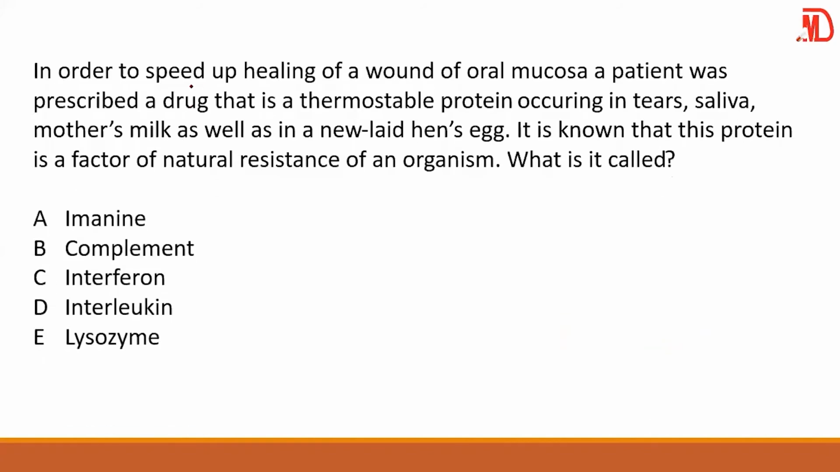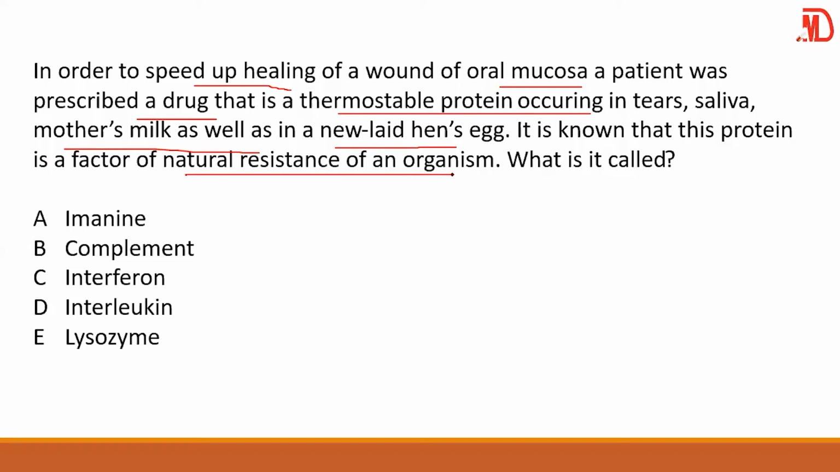In order to speed up healing of a wound of the oral mucosa, a patient was prescribed a drug that has a thermostable protein occurring in tears, saliva, and mother's milk, as well as in a newly laid hen's egg. It is known that this protein is a factor of natural resistance of an organism.